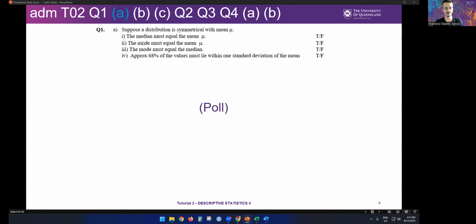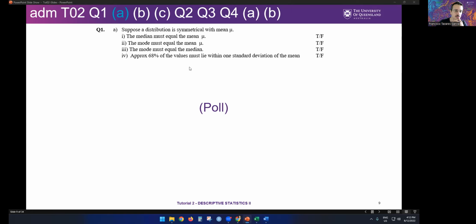Yeah. So the first item is asking: the median must equal the mean, mu. The second item is: the mode must equal the mean, mu. And the third is: the mode must equal the median. And the fourth: approximately 68% of the values must lie within 1 standard deviation of the mean. I can see we have already 8 answers. I'm happy to wait longer. 9.